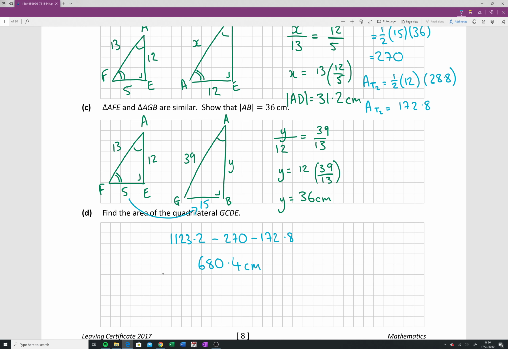This is what it should be. It looks to me like the area of the shaded region. And there you go. That's that question.